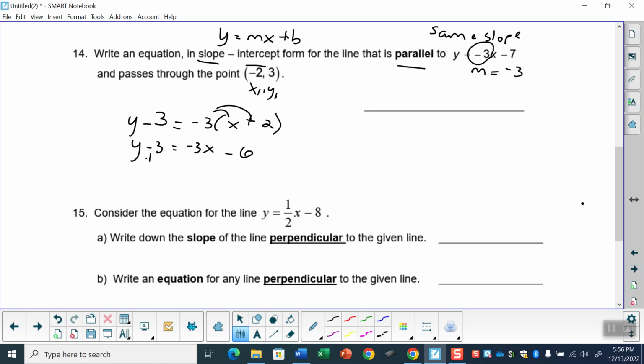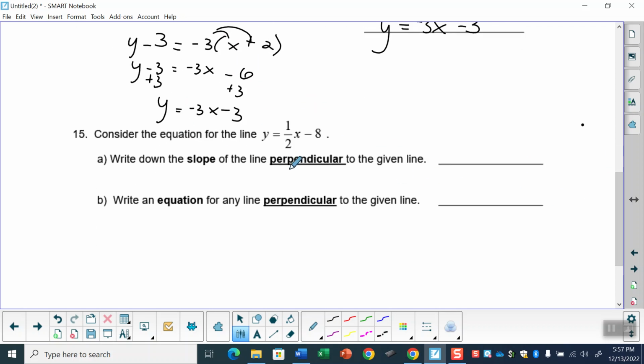And then what I'm going to do is add 3 to both sides. And so I get y equals -3x, -6 plus 3 is -3. All right, so that would be the equation of the line in slope-intercept form, -3x minus 3. Okay, so it's parallel because it has the same slope, and it goes through this point because we use this point slope form.